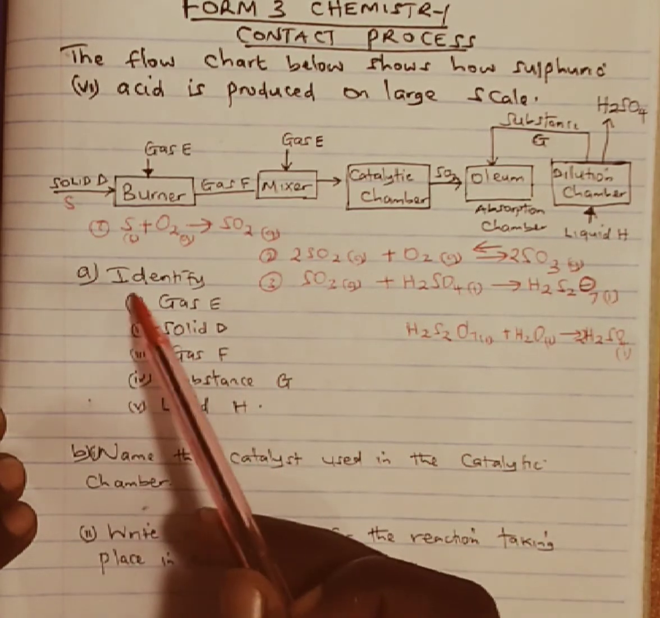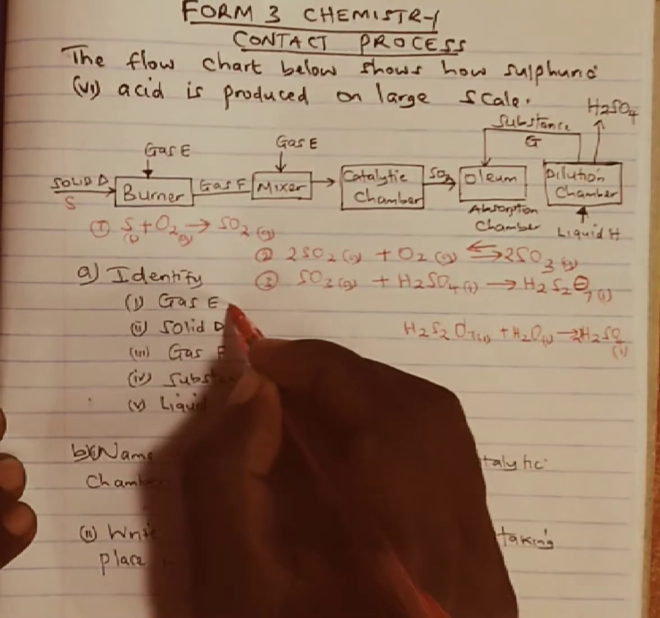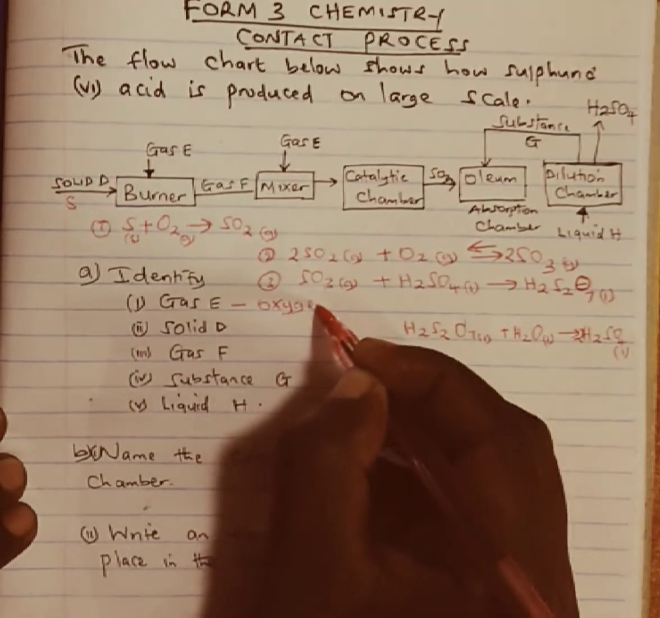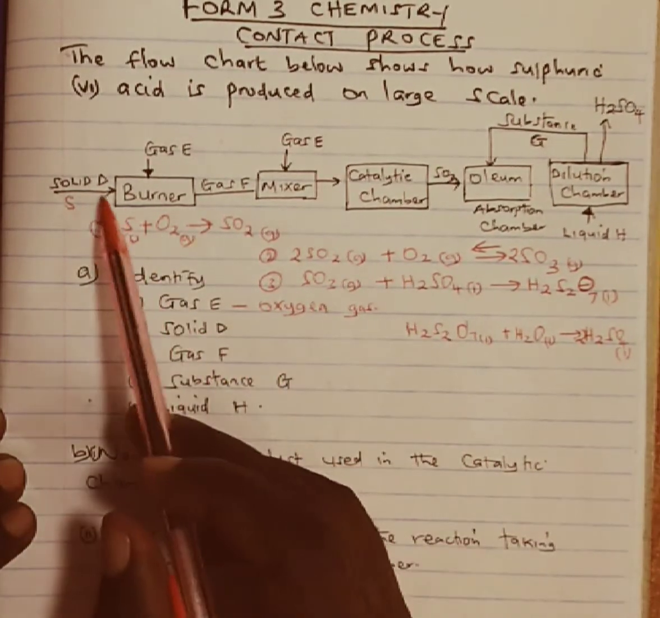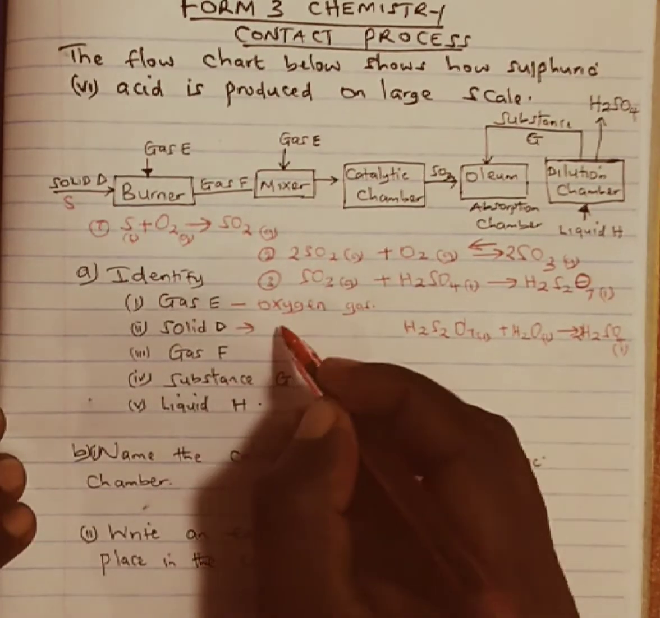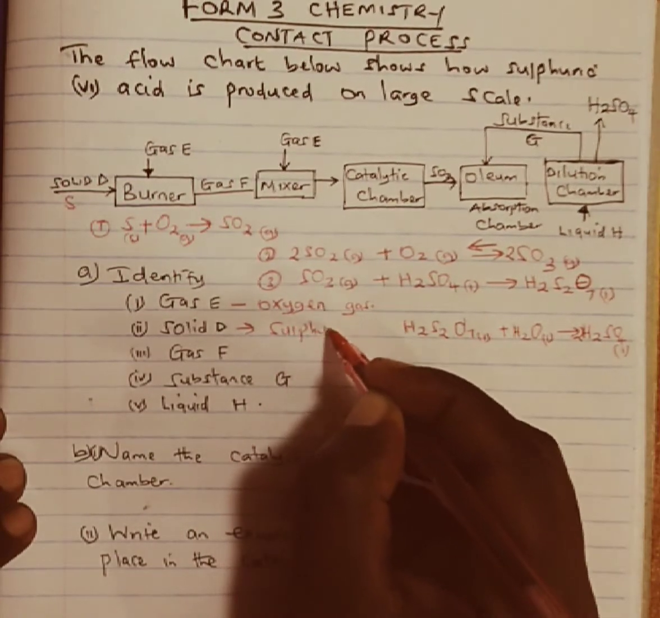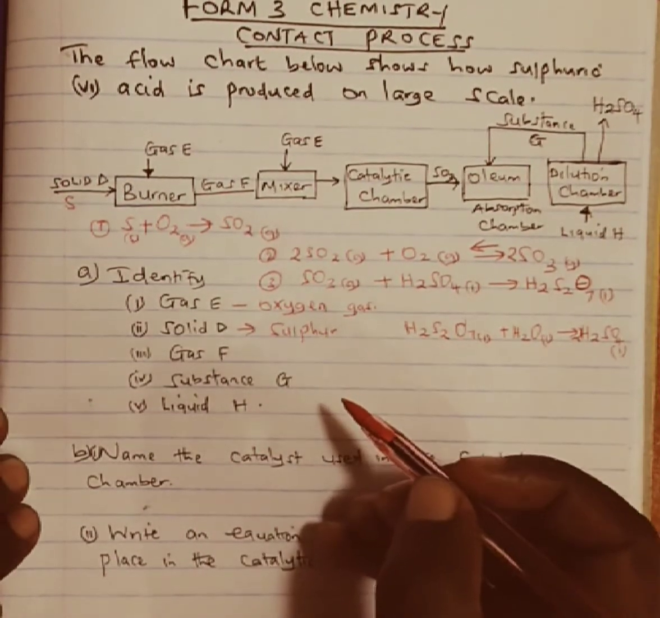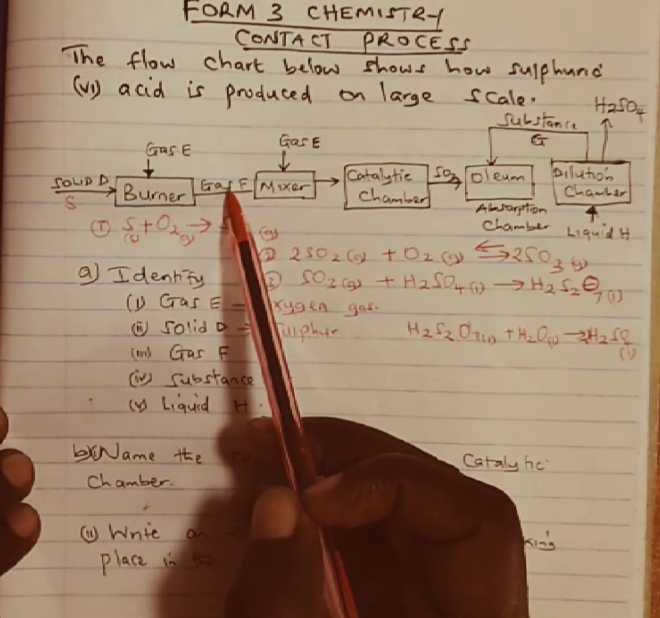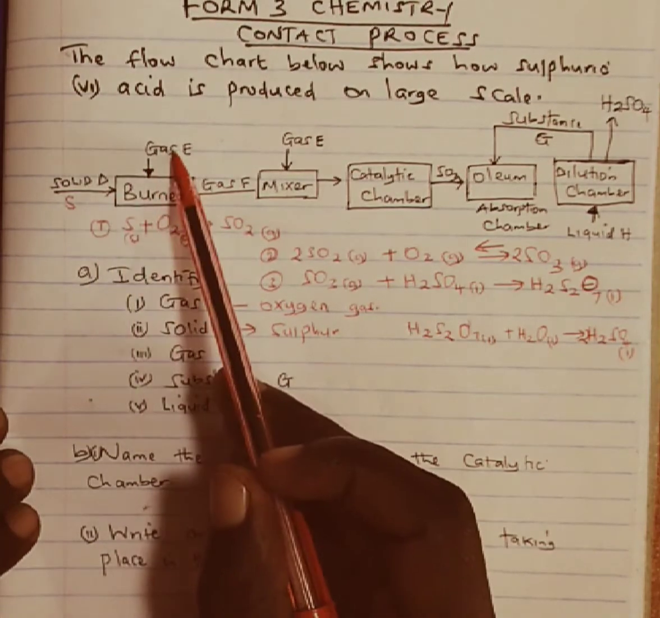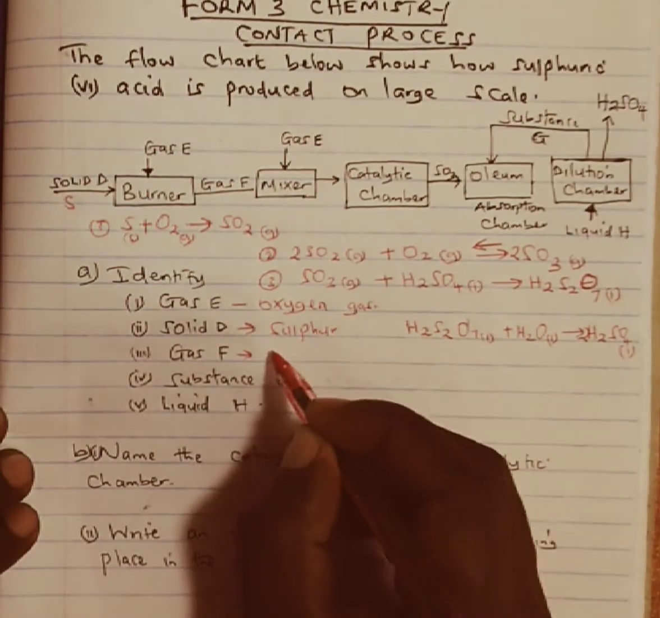Part A of the question: identify Roman 1 gas E. Gas E has been identified as oxygen gas. Number 2, we have solid D, which is sulfur, and the source of sulfur is from the Flowchart process. We have gas F. Gas F is formed as a result of the reaction between sulfur and oxygen, and therefore gas F is sulfur 4 oxide.